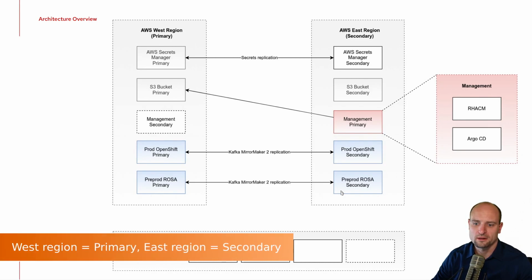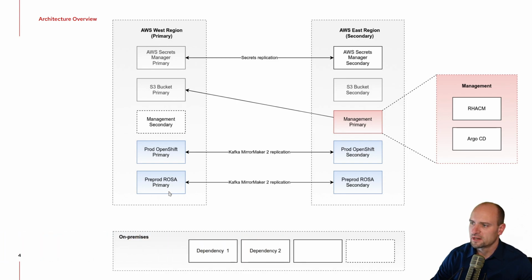Note that in our terminology, the clusters in the AWS West region are always the primary clusters, and the clusters in the AWS East region are always called the secondary clusters. We do not change the designation of primary and secondary, for example, because of a failover. In other words, in the case that we are failing over into the secondary region, then we say that we are operating out of the secondary region. We do not rename the secondary cluster or secondary region into the primary.